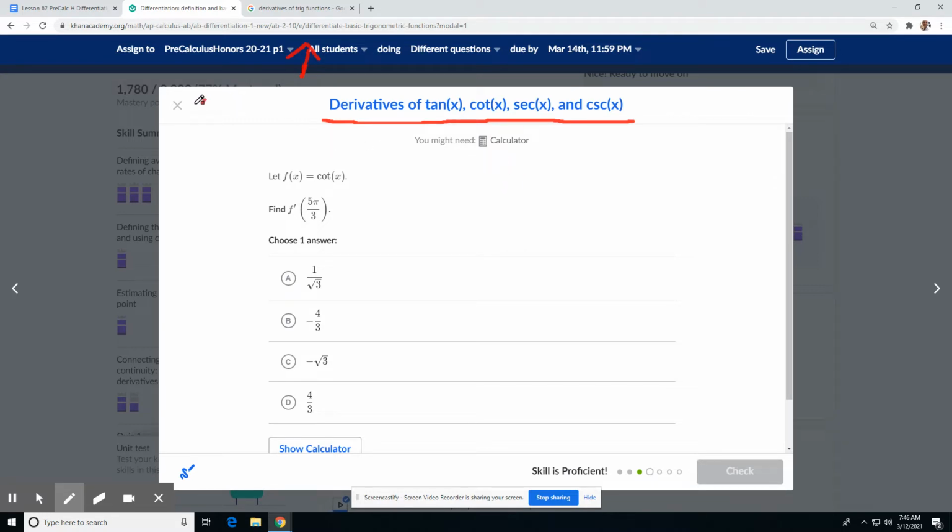So we already know sine and cosine. Sine and cosine are done. Derivative of sine is cosine. Derivative of cosine is negative sine. All right. So now we need to deal with tangent, cotangent, secant, and cosecant. So tangent, the derivative, is equal to secant squared.